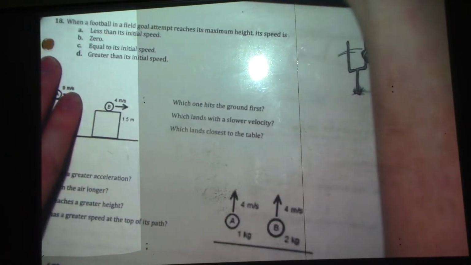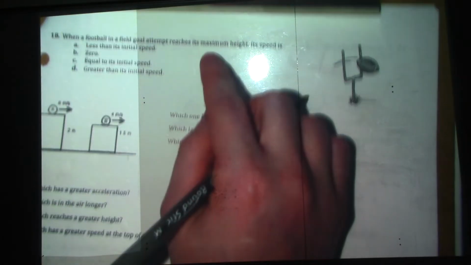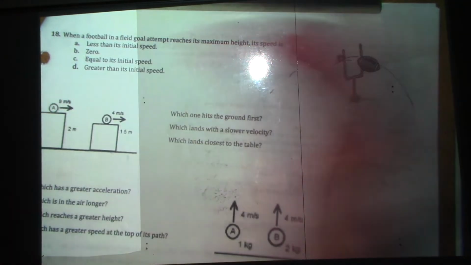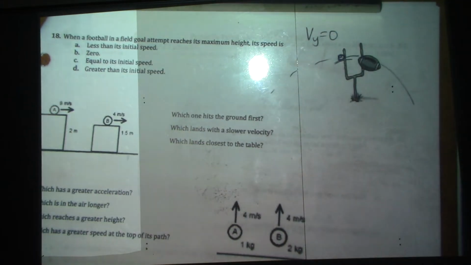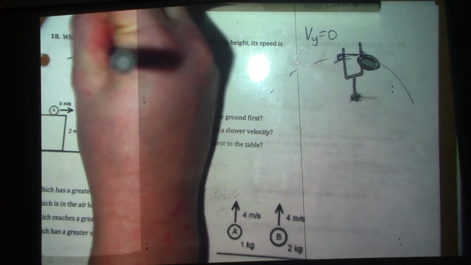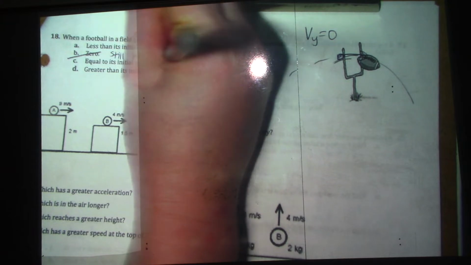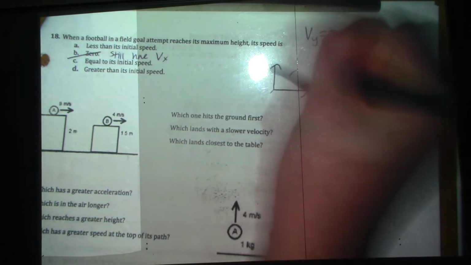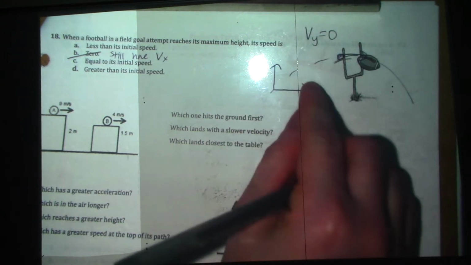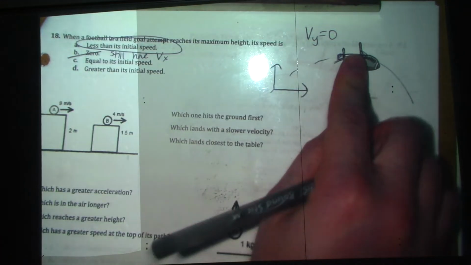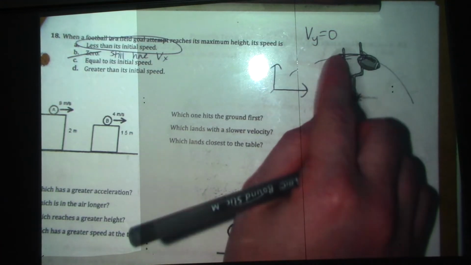Field goal attempt. We're looking at maximum height. What do we know about the speed? So it looks something like this. At the very, very top, it might be tempting to say your speed is 0, but actually only my y part of my speed is 0. I still have an x velocity, so it's not going to be 0 because you still have vx. It is not equal to the initial speed because at the beginning I had x and y, right? And it's not greater because I actually lost the y velocity. I only have x here, so that means it's going to be less. So it's slower here than it was before, but it's not completely 0 because only the y velocity went to 0.